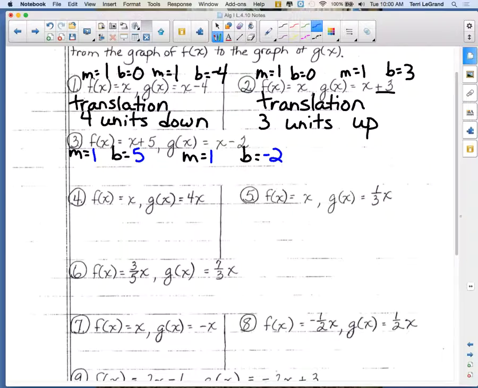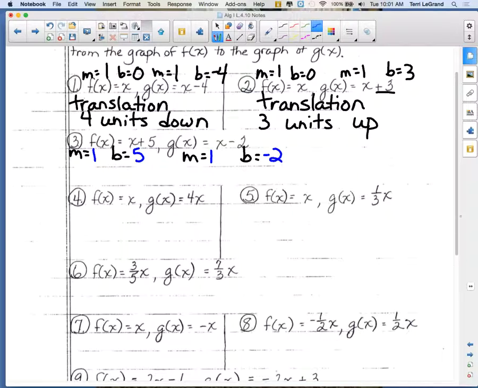Okay, who's going to share? You're convinced you got this, you're ready to come up here and teach it. Did the slopes change? So what 2 transformations can we throw out right away? Rotation and reflection. Okay, so now we're down to just a translation. Did a translation occur? Did the y-intercept change? It did, didn't it?